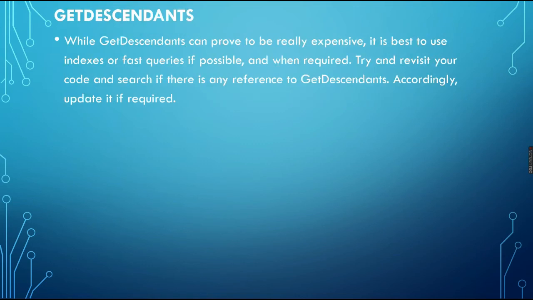While getting descendants, normally we use a while loop, in a multilist field or some other field. We use the while loop, get all the descendant items, and loop through them manually to get items. Instead of that, we can use fast queries or indexes if required. It is a best practice mentioned from the Sitecore side: avoid using the GetDescendants method. You can use fast queries or indexes to get the values.